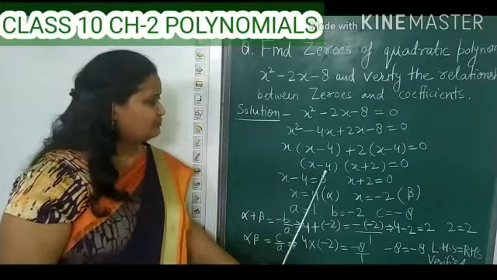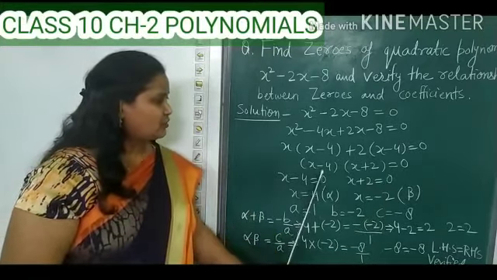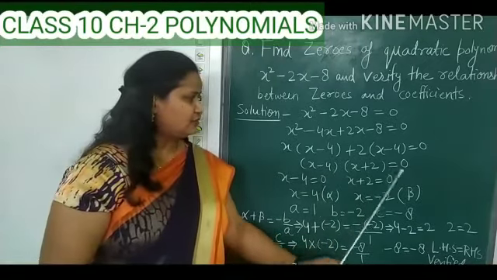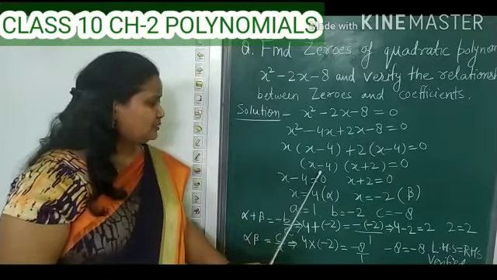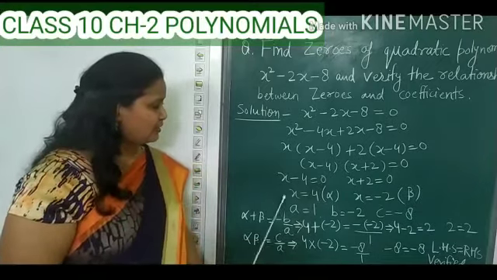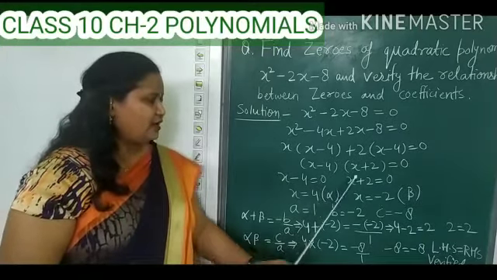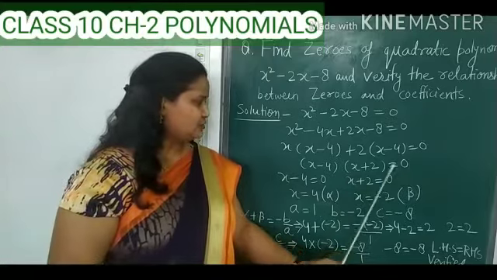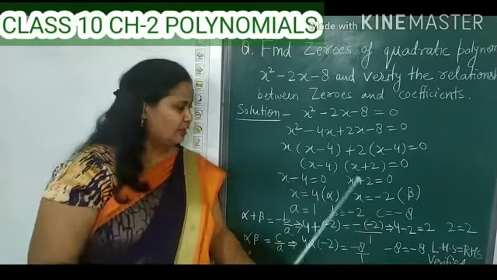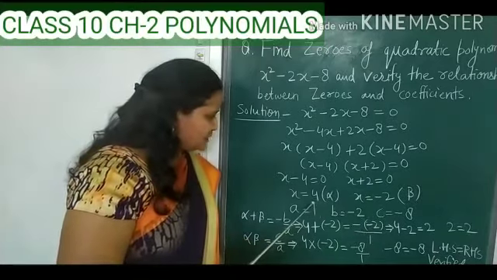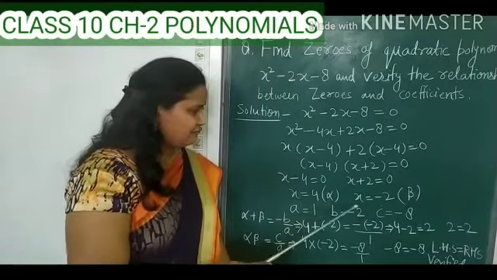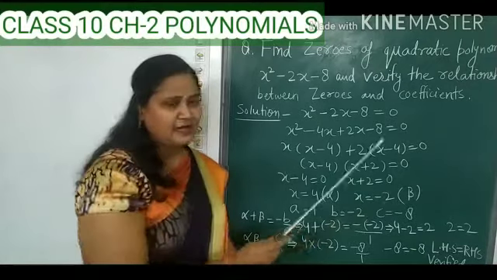Now as you can see we have got two factors of the given polynomial whose product is equal to 0. So now we can keep each factor as 0. So x minus 4 equals to 0, so I get x equals to 4. And if I keep x plus 2 equals to 0, then I get x equals to minus 2. You can assume that 4 is the first zero, so I can take it as alpha, and minus 2 I can take as beta.